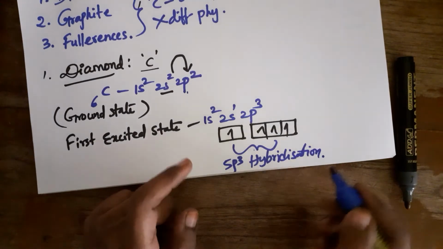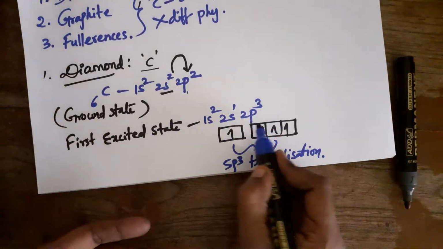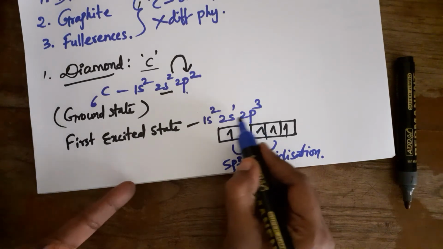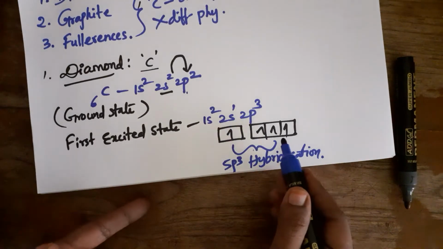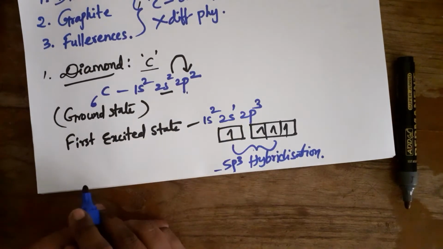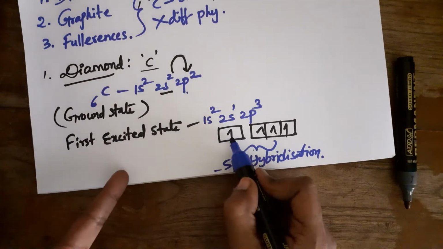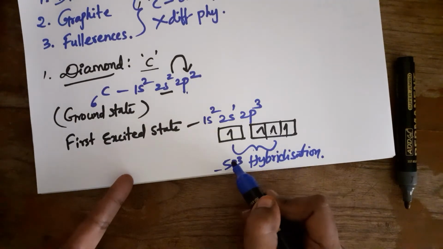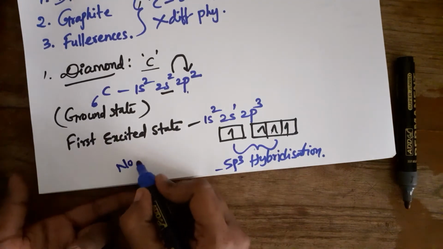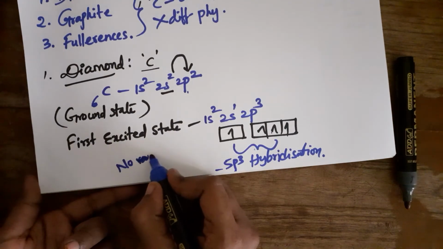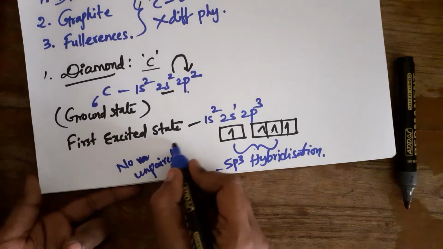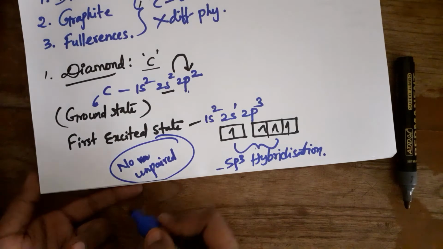What is hybridization? Hybridization is nothing but the intermixing of outermost orbitals. The outermost orbitals intermix with each other and form new orbitals, which are called hybrid orbitals. Here one s orbital and 3 p orbitals are involved, that's why it is an sp3 hybrid orbital. There are no unpaired electrons. Diamond does not contain any unpaired electrons.